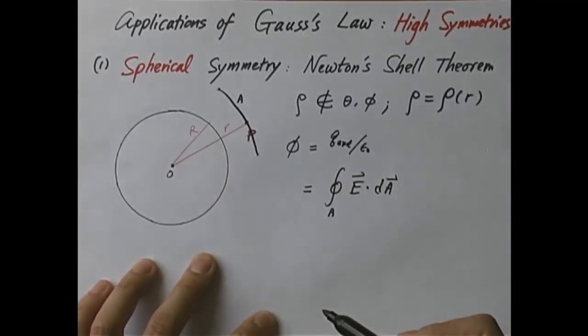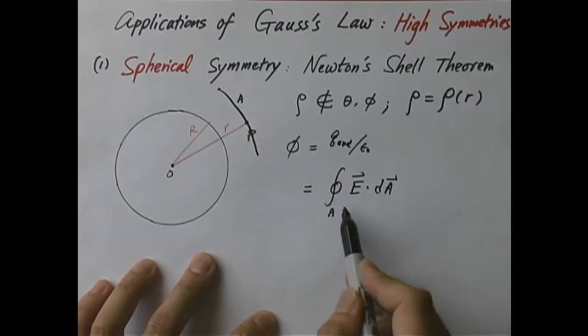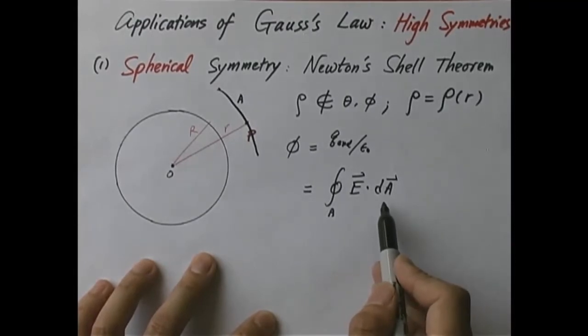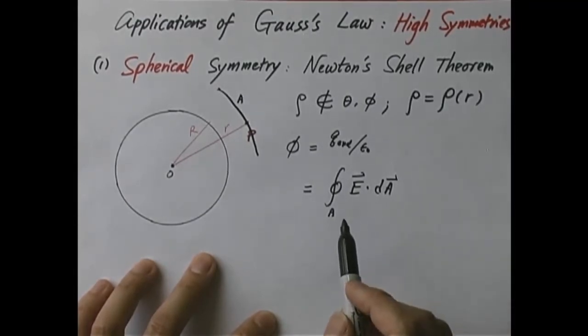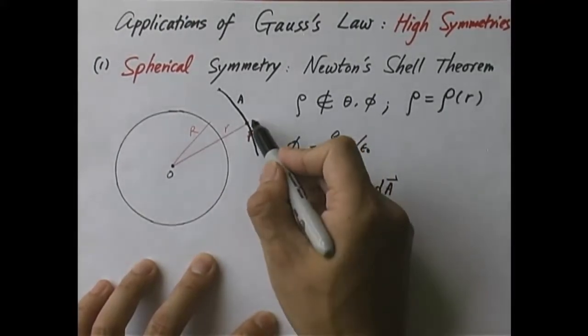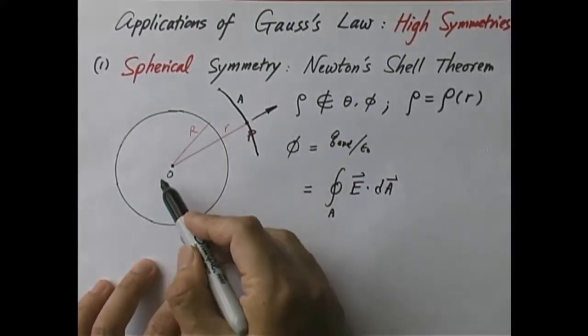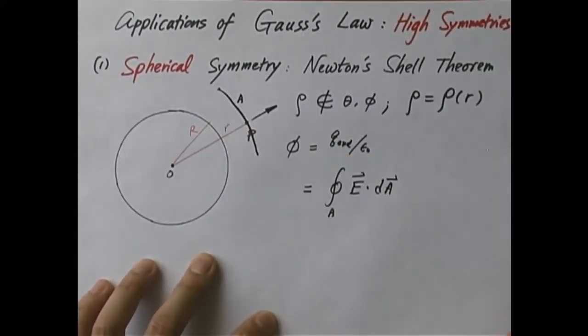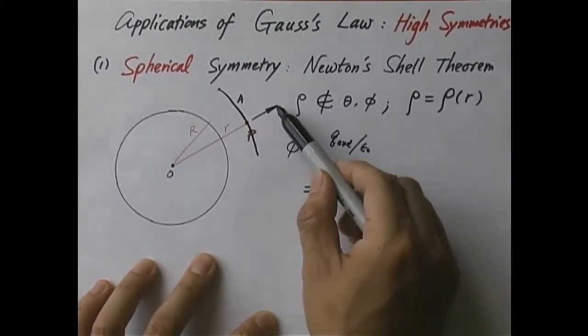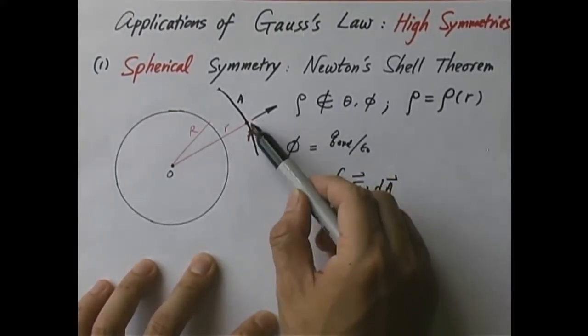Now, how does the symmetry help us simplify this integral? Well, first of all, because of the symmetry of the problem, the electric field points outward like this. I'm assuming the rho is positive. If rho is negative, it just points inward, which is also very simple. Okay, E points this way, so does dA. Right? dA also points this way.